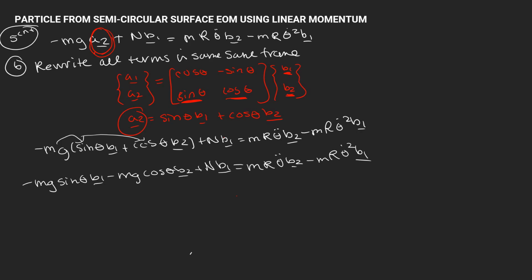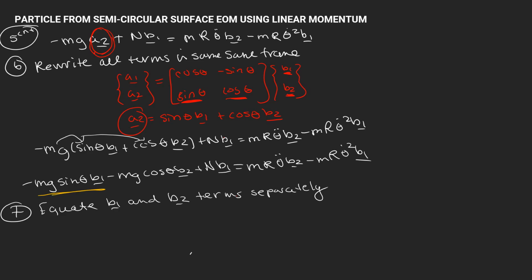All right. And so now we are ready for step 7. In step 7, we're going to equate B1 and B2 terms separately. This is what I mean by that. First we're going to gather all our B1 terms. So B1, B1, B1, and then we have here our B2 and B2.